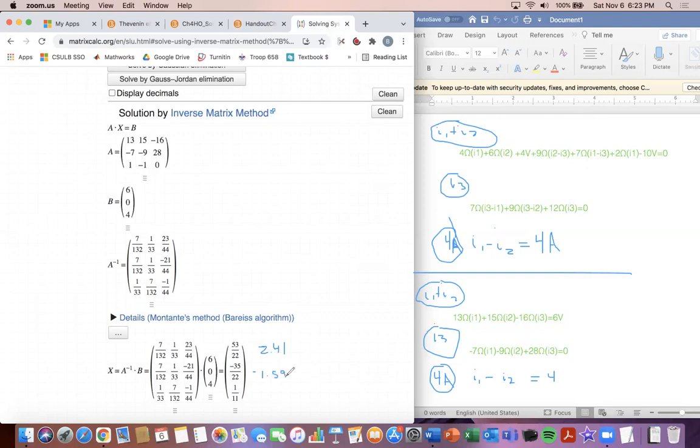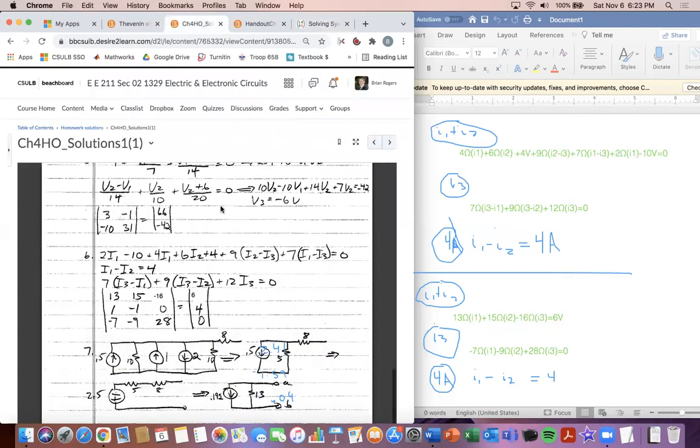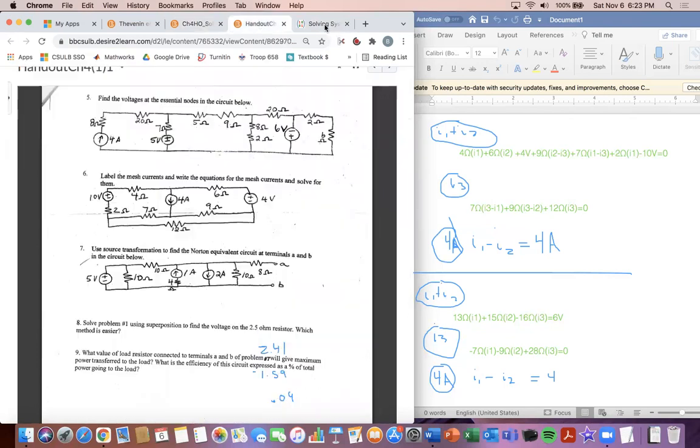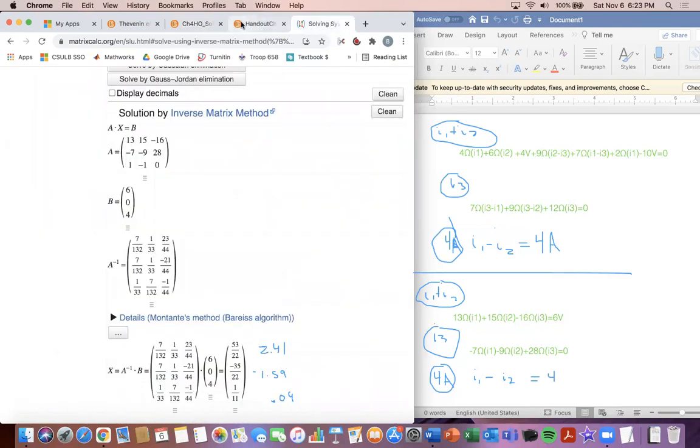And then for the third one here, 1 divided by 11, I got 0.09. Okay, so that's I1, I2, and I3 here. And that is what you should get. I checked that on the simulator, so that is the correct result, comparing it against mine. He doesn't solve it exactly in his, but those are the numbers you should get.